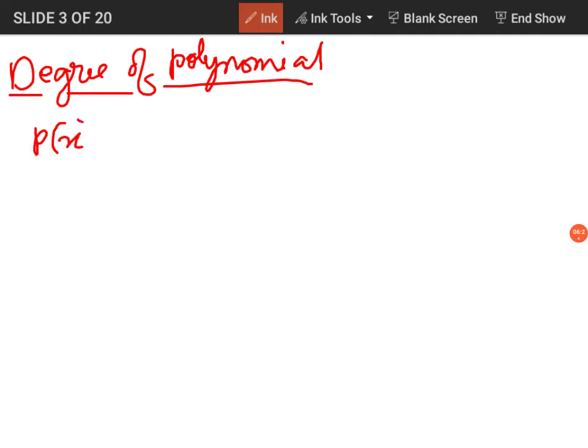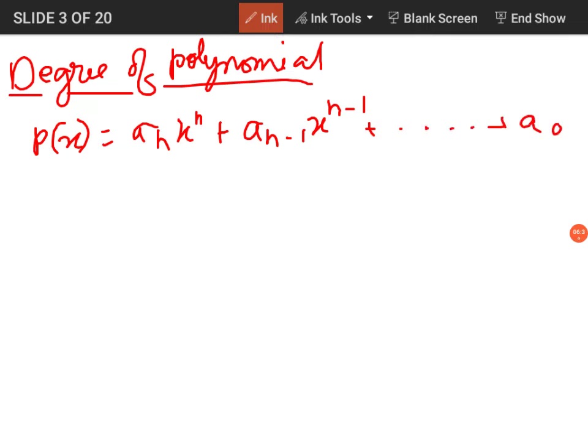Say again, p of x is equal to a n x raised to the power n plus a n minus 1 x raised to the power n minus 1 up to a naught, correct? Now how to define the degree of a polynomial?